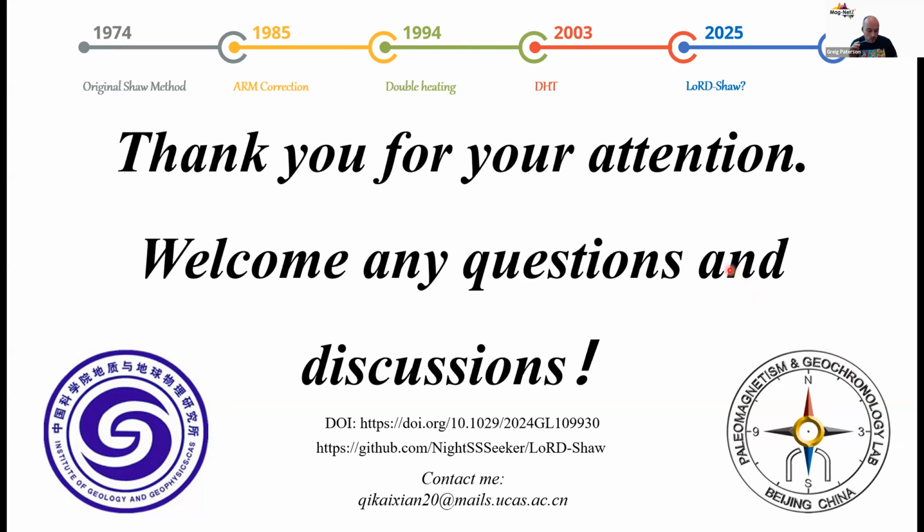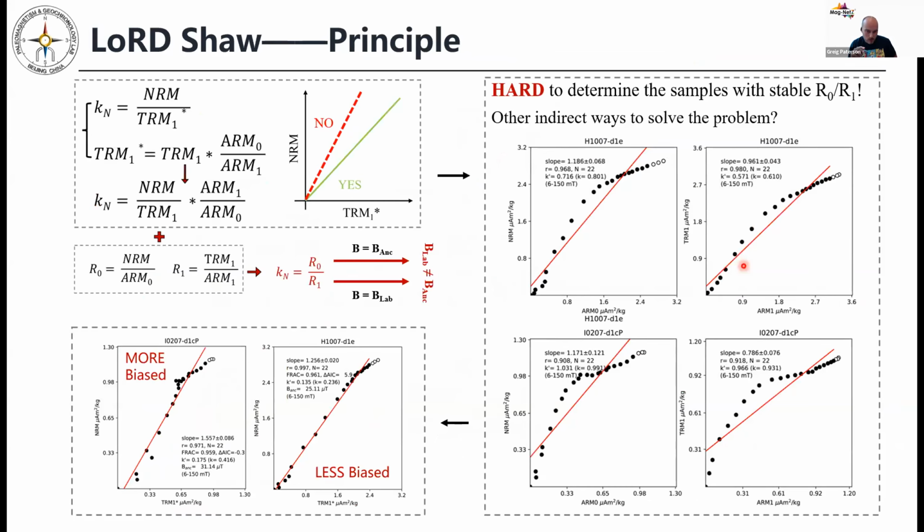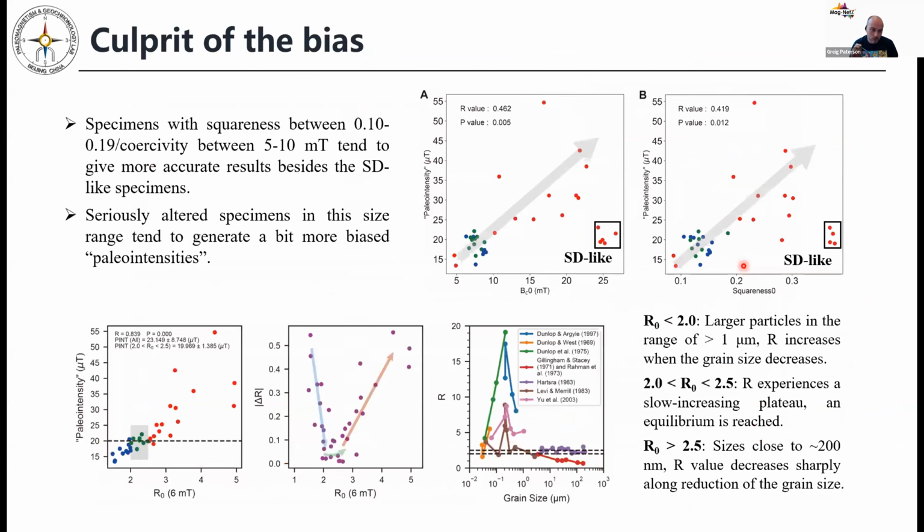Through your experiment, you were measuring the hysteresis parameters after every stage. Have you looked at, and maybe I missed it in the plots, how the hysteresis parameters change after each heating step and how that relates to the change in R?